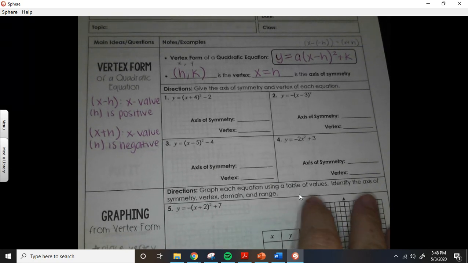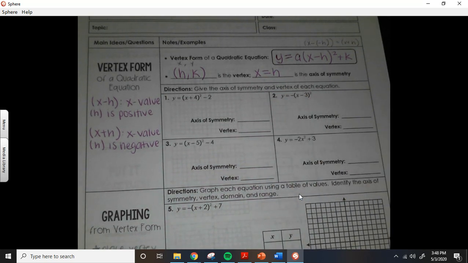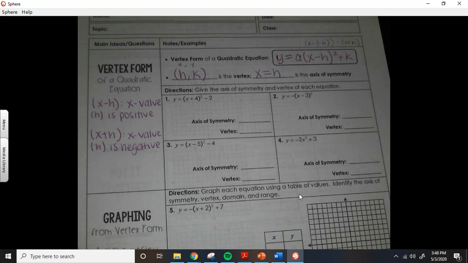I'm sorry. Oh, by the way, a kind of tells you, if it's negative, it's opening down. If it's positive, it's opening up. And then we'll talk more about a later as it relates to transformations. So right now in these 4 problems, all we're going to do is talk about how to pick out the axis and the vertex.